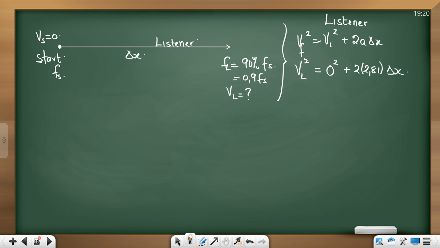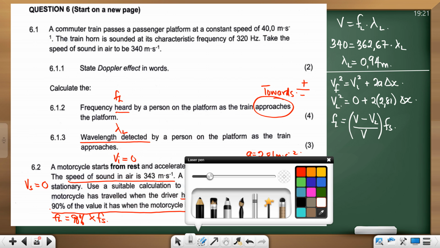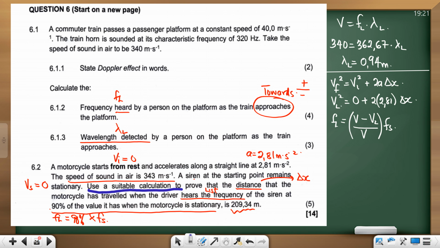Tina has a question. Why are we using FL? Because we're given frequencies. That's why I'm interpreting the question, reading and underlining. Use a suitable calculation to prove that the distance, delta x, that the motorcycle has traveled when the driver hears, means listens, the frequency, can you see that's the frequency of the listener, of the siren at 90% of the value it has when the motorcycle is stationary.